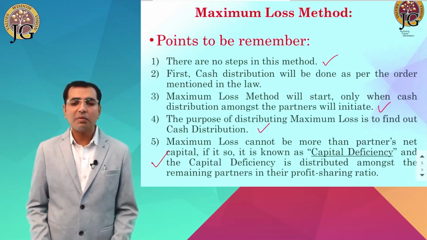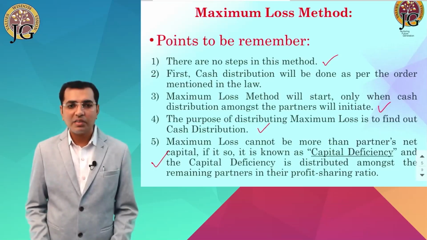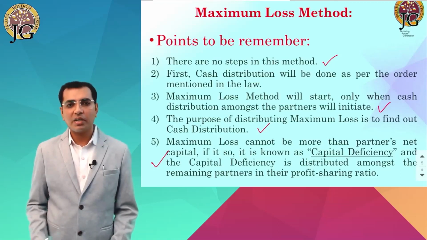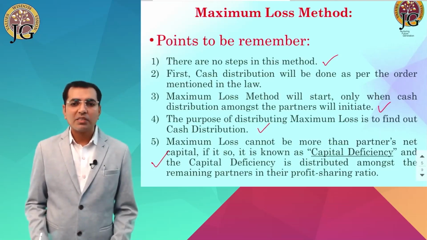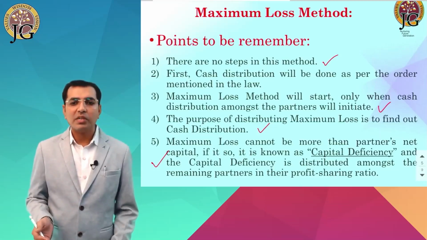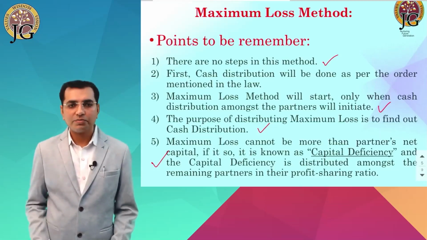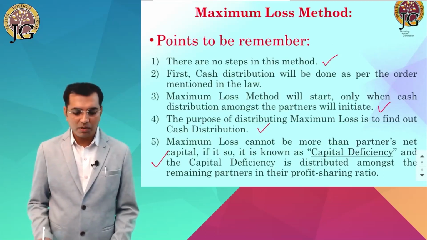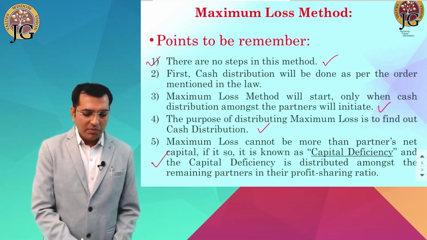कभी भी मैक्सिमम लॉस अगर टोटल पेमेंट से या फिर पार्टनर्स कंट्रीब्यूटेड कैपिटल से ज्यादा है, तो हम उसे बोलेंगे कैपिटल डेफिशिएंसी. एंड कैपिटल डेफिशिएंसी विल बी डिस्ट्रीब्यूटेड अमंग द अदर पार्टनर्स. दूसरे जो भी पार्टनर्स होंगे जिनका भी मैक्सिमम लॉस उनकी कैपिटल से ज्यादा नहीं आया होगा, उनमें हम लोग ये कैपिटल डेफिशिएंसी डिस्ट्रीब्यूटेड करेंगे इन देयर प्रॉफिट शेयरिंग रेशियो. सो दीस आर द 5 इंपॉर्टेंट पॉइंट्स you have to remember while solving the sum.